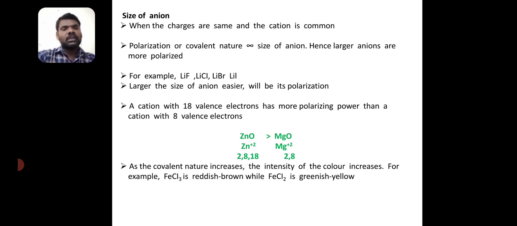Another one is that a cation with 18 valence electrons has more polarizing power than a cation with 8 valence electrons. For example, zinc oxide is more covalent than magnesium oxide, in which the Zn2+ ion has 18 valence electrons, while Mg2+ has 8 valence electrons. So the polarization is greater for zinc oxide. As the covalent nature increases, the intensity of color increases.